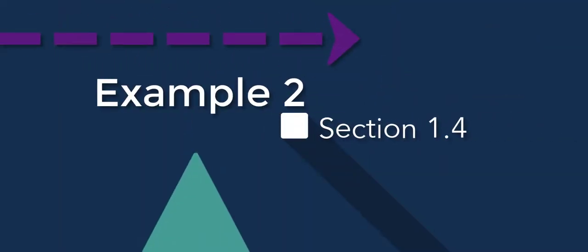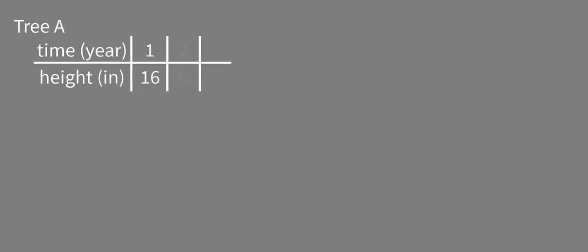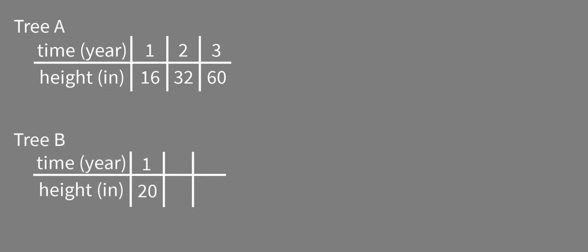With example 2 of identifying proportional rates, we are told that one tree is 16 inches tall after 1 year, 32 after 2 years, and 60 inches after 3 years. And a second tree is 20 inches after 1 year, 40 inches after 2 years, and 60 inches after 3 years. And we're asked which situation represents a proportional relationship between tree height and number of years. And then we're asked to explain.